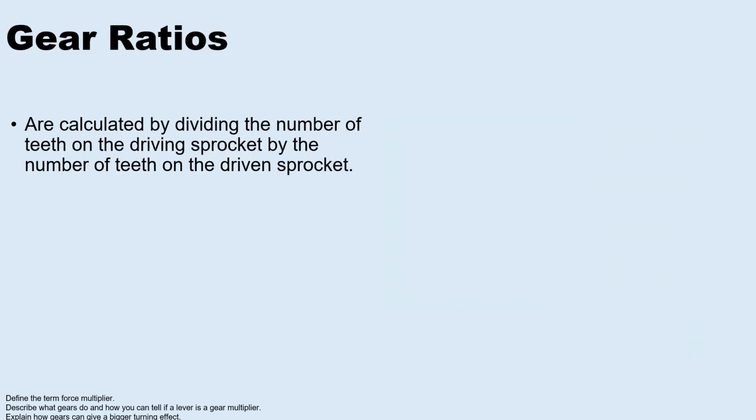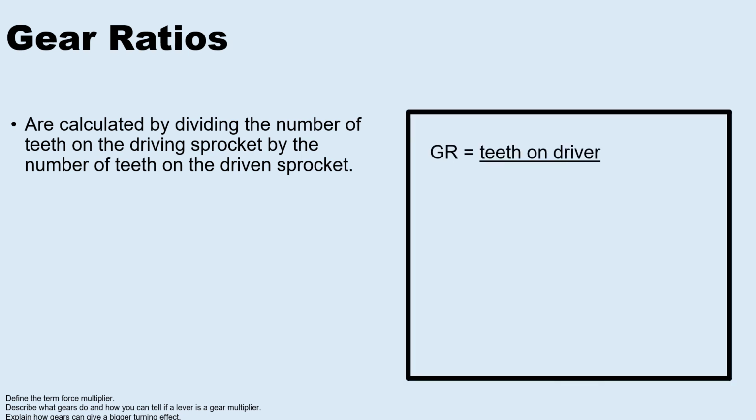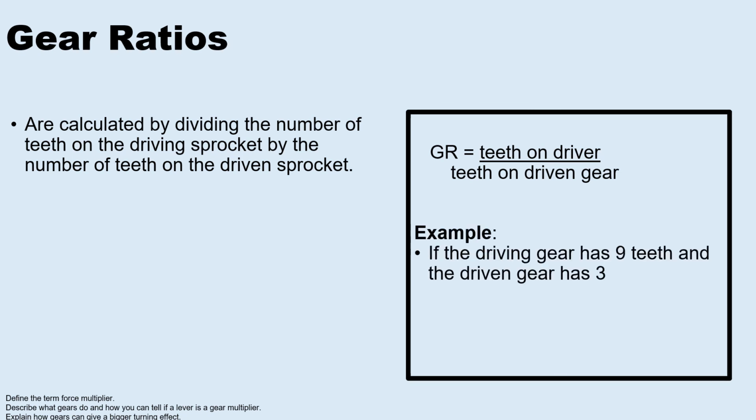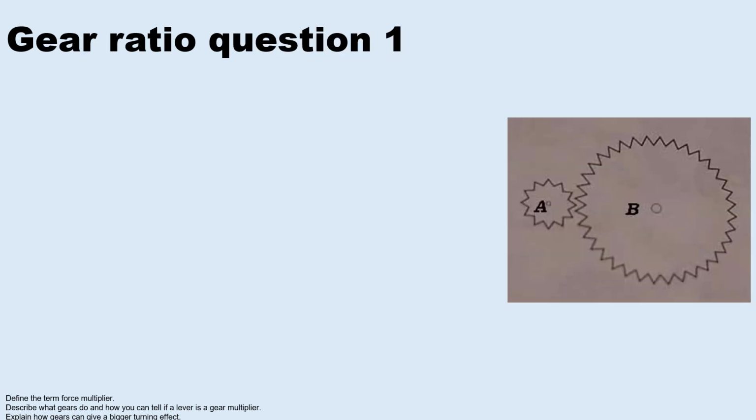So gear ratios are calculated by dividing the number of teeth on the driving sprocket by the number of teeth on the driven sprocket. So teeth on driver divided by teeth on driven. So for example, if the driving gear has 9 teeth and the driven gear has 3, you would do 9 divided by 3, which is 3. Now I'd like you to attempt these questions.